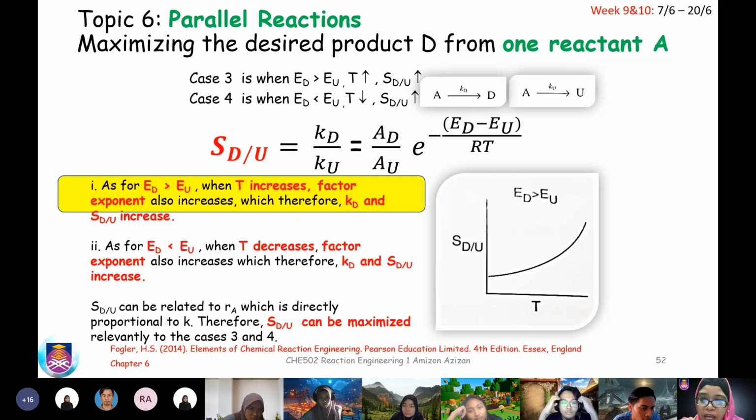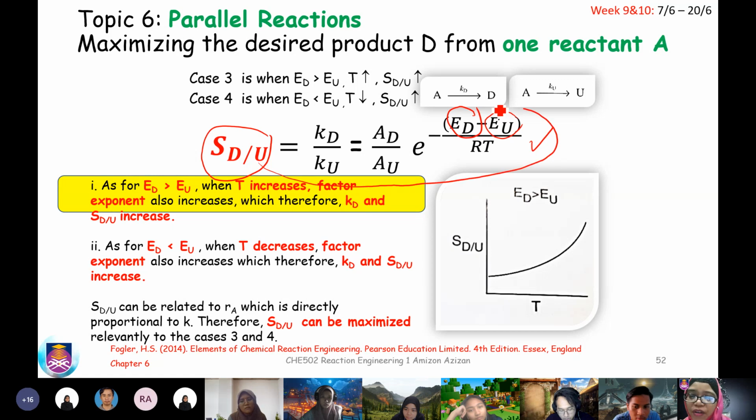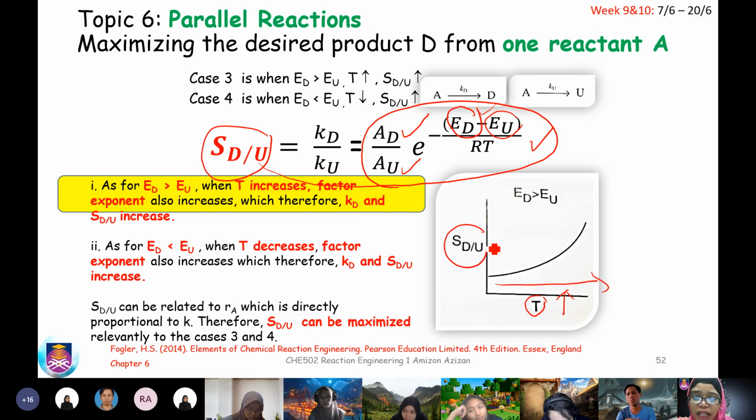For this case 3, since ED is greater than EU, if we follow this formula, the selectivity is equivalent to that whole formula, knowing the exponential factor value. We plot the values in, and we know as the temperature increases, going to your right, the selectivity increases as well. This is applicable when the activation energy of the desired is greater than the activation energy of the undesired. When temperature increases, the exponential factor also increases, therefore KD and S increase.